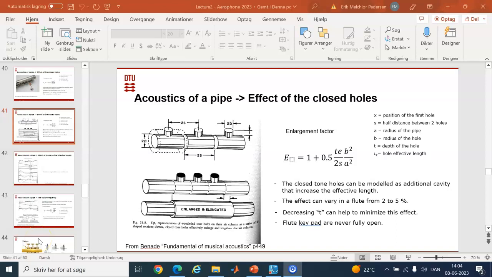Effect of closed holes continued. 2A is the diameter of the tube. 2S is the double distance between holes. 2B is the diameter of the hole. X is the position of the first hole. S is the half distance between two holes. A is the radius of the pipe, and B is the radius of the hole. T is the depth of the hole. T is the hole effective length.